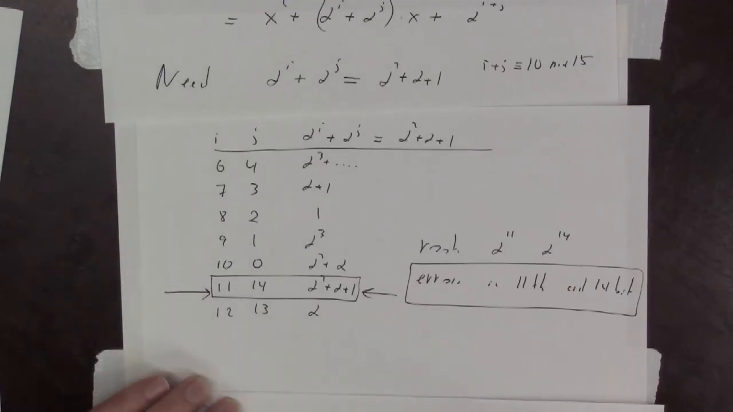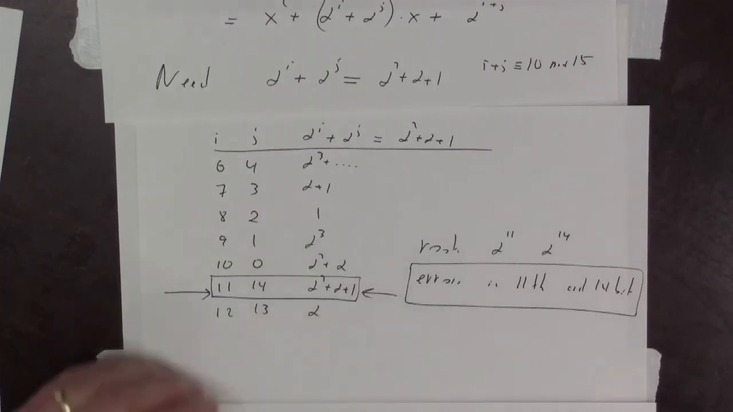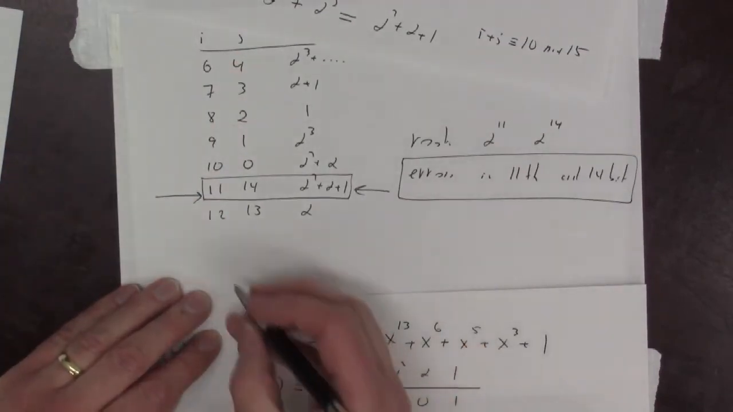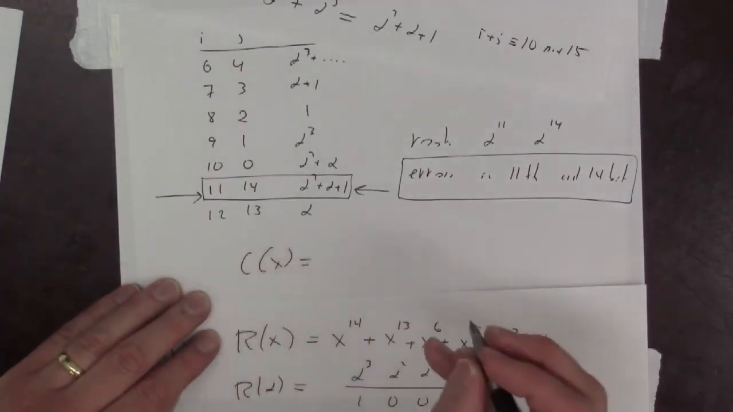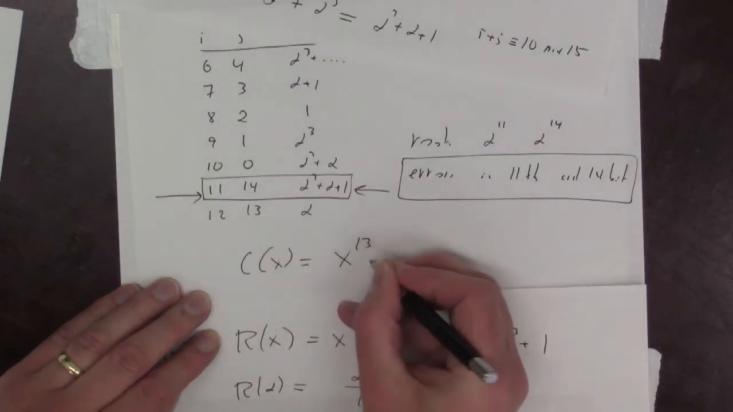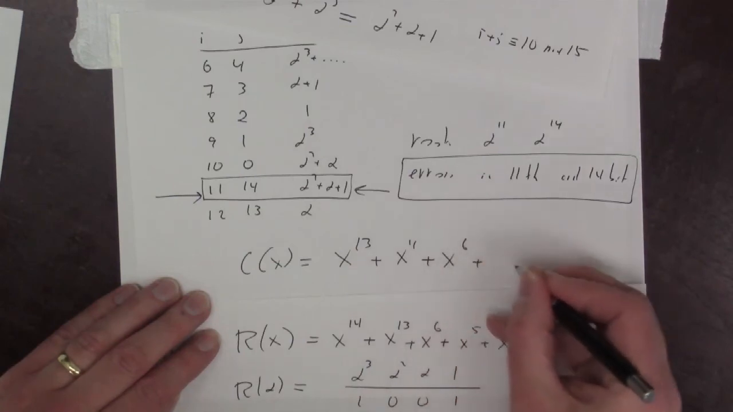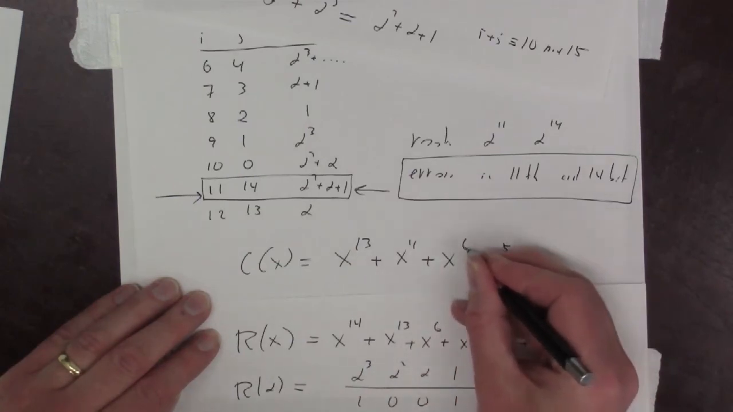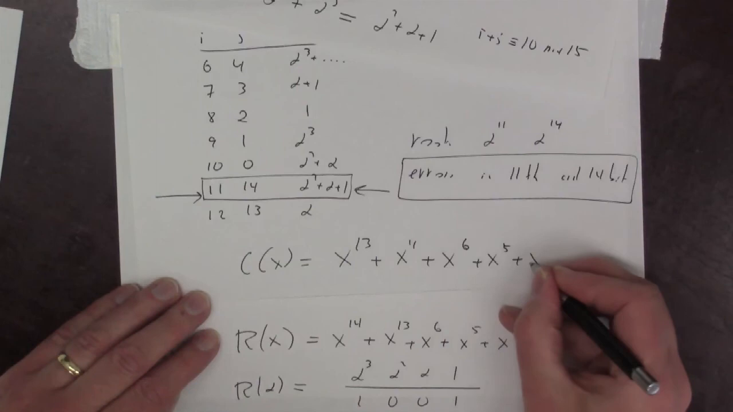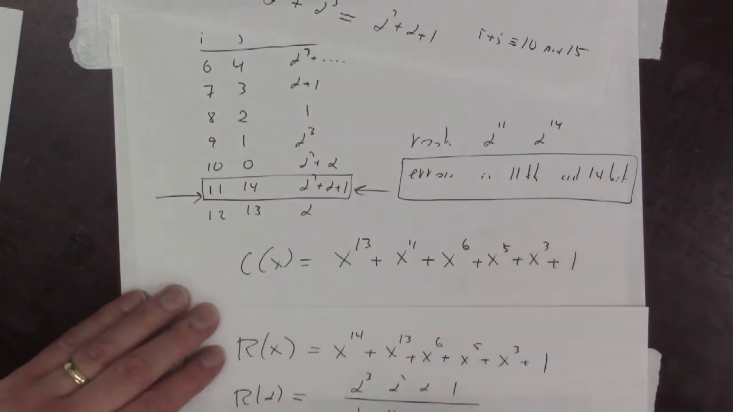So here was the code word we were sending. So the corrected code word: you just have to remove x to the 14, add in x to the 11. C of x equals x to the 13 plus x to the 11 plus x to the 6 plus x to the 5 plus x cubed plus 1.